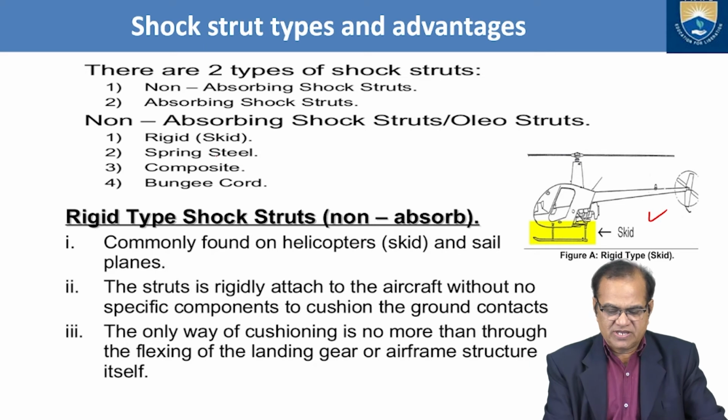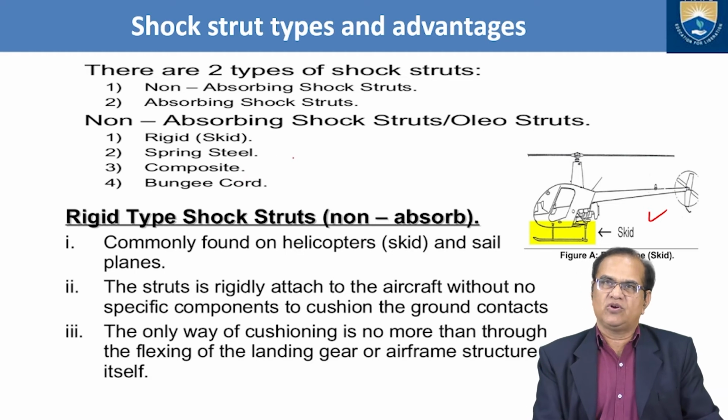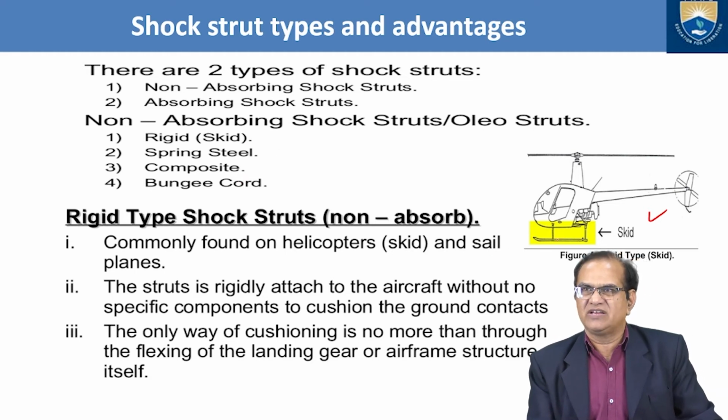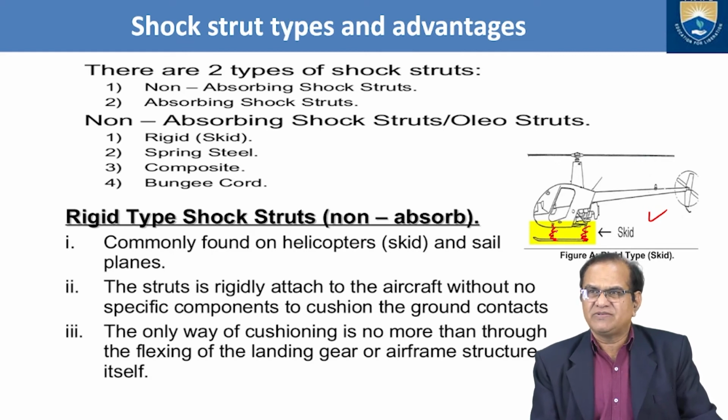We have the rigid or skid, we have the spring steel, we have the composite, we have the bungee cord. So these are the four types of non-absorbing shock strut. Rigid, this you can see here, it is very hard and it is called skid. Then sometimes we use some springs here. If you use some springs, it becomes a spring steel. And sometimes we use both spring steel and the rigid. And sometimes we use some rubberized component, some rubber type of material like a pad here. So this rubber material will absorb a small amount of shocks.